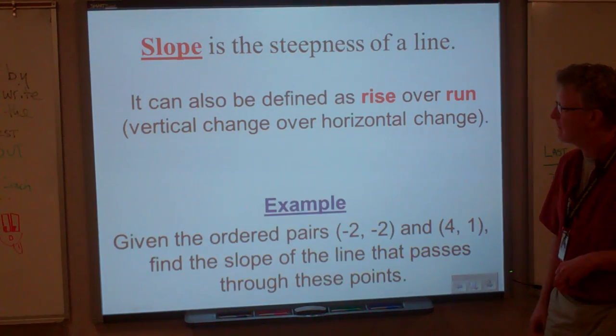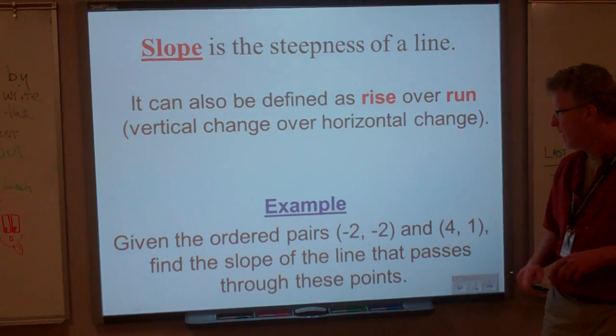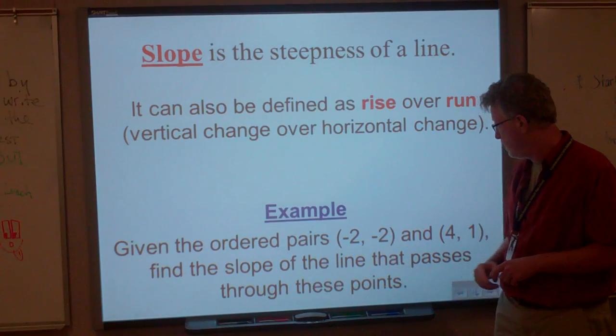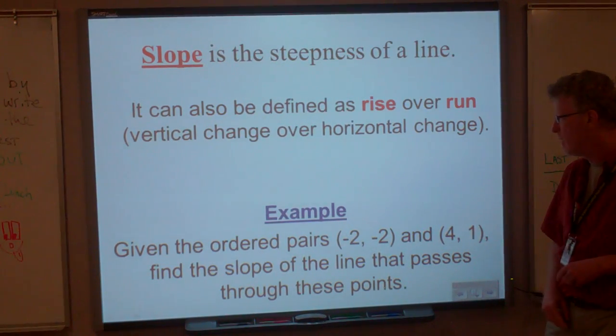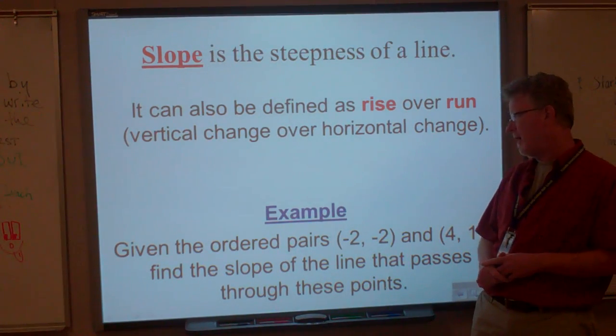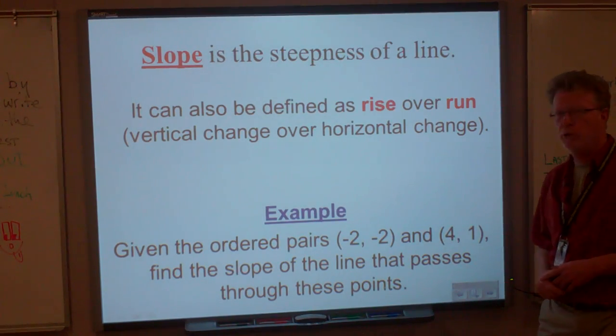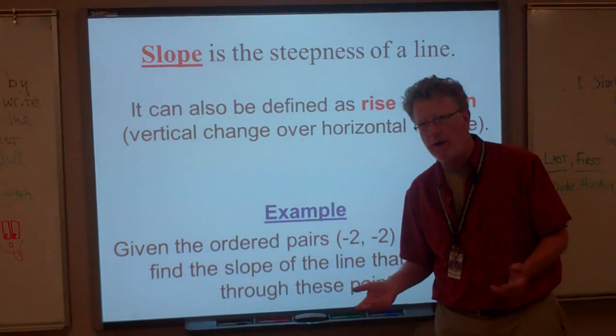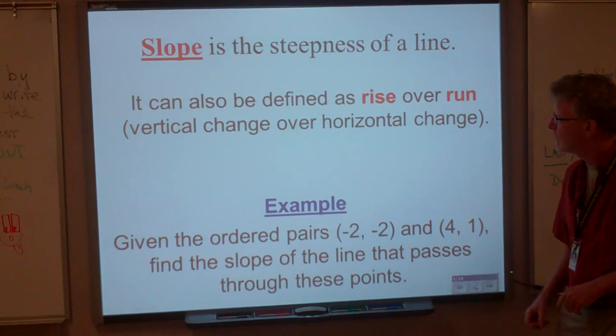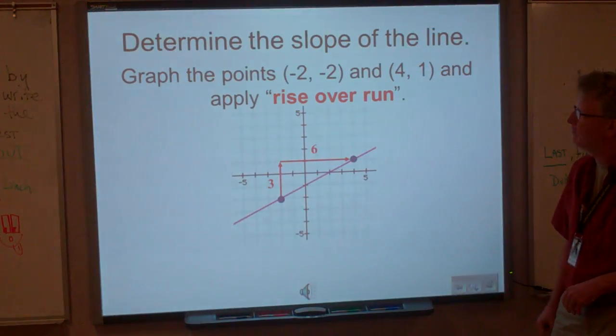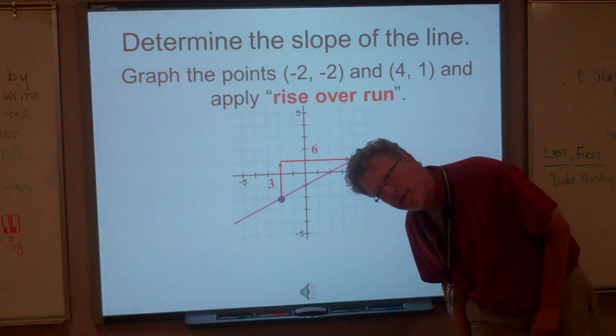And here's an example. If you have the ordered pairs (-2, -2) and (4, -1), you can find the slope of the line that passes through the 2 points. Now we can do this algebraically, but we can also do it graphically, but not graphically like some of your favorite video games.